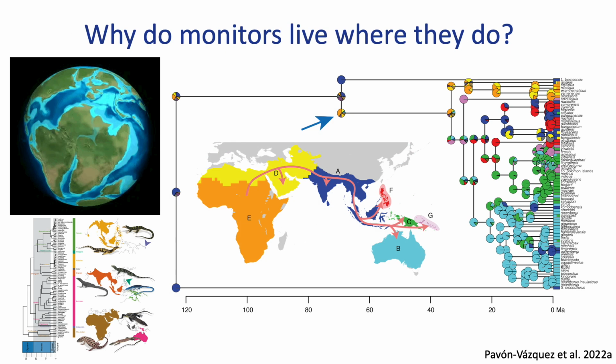And why do monitors live where they do? Well, based on plate tectonics and the relationships between the species, we were able to build a model that told us that monitor lizards originated in Africa. From there, they immigrated to the Middle East and Southern Asia, the Philippines, New Guinea, the Solomon Islands, and Australia.